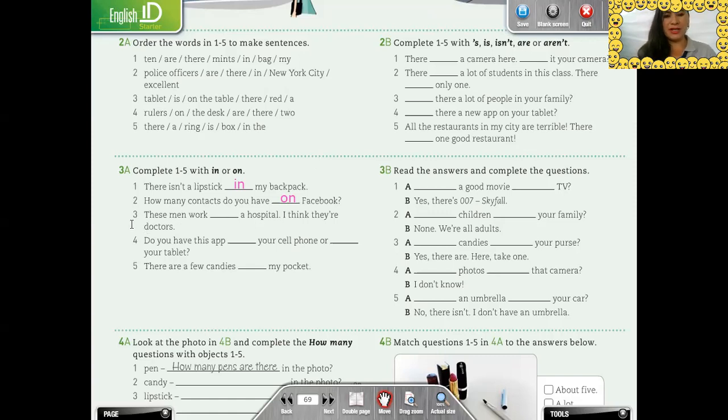Number 3. These men work in a hospital. I think they're doctors. Okay, very good. In a hospital, not on a hospital. No, it can't be possible to work on a hospital. It's in a hospital. Number 4.